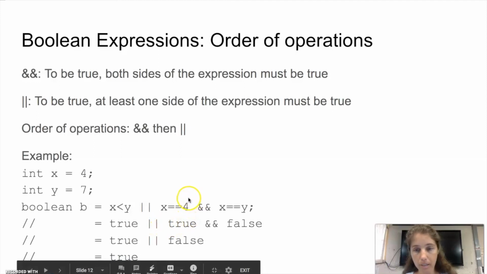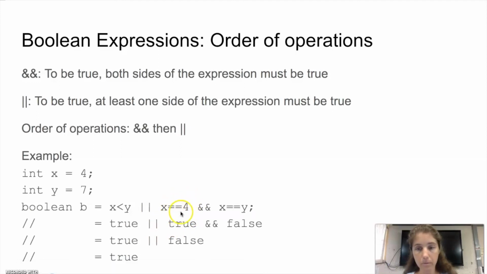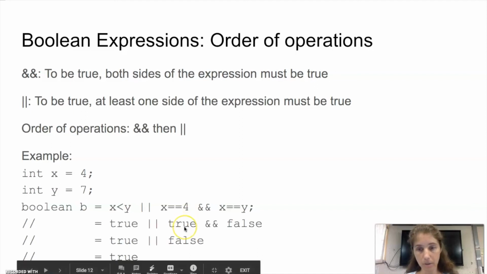We evaluate, does x equal 4? So x equals 4 is asking if x equals 4. It's not changing the value of x, it's asking, is x equal to 4? And that is true. We're going to leave our AND alone for now, and we're just going to evaluate, is x equal y? That is false. So now we've got this simplified to true or true and false.